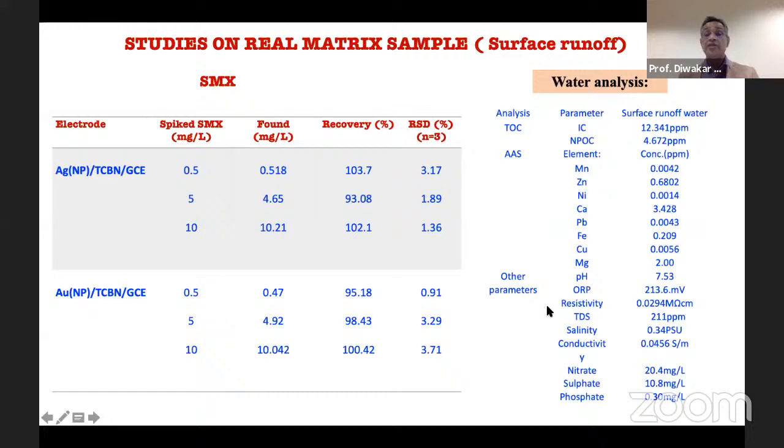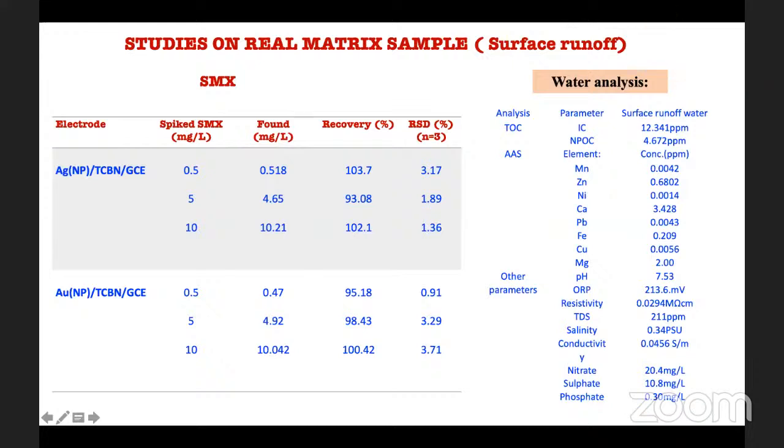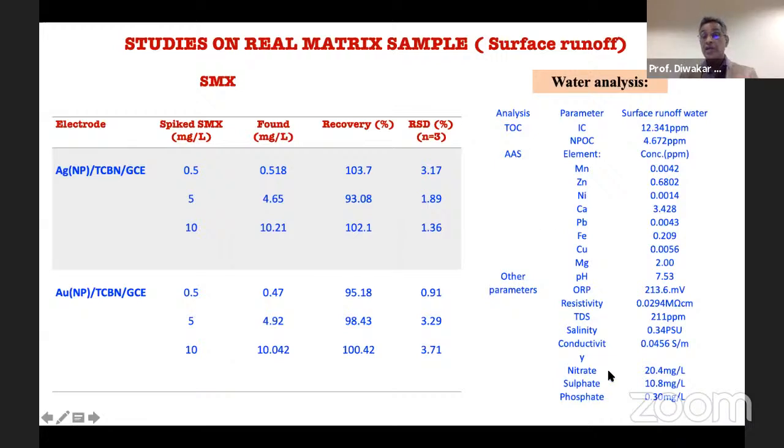We collected water samples from different sources, including surface runoff. The samples were critically analyzed, and we can see the TOC and IC values. The inorganic carbon was 12.341, and the organic carbon was 4.6. It means that carbon, in either the organic or inorganic form, was present in high concentration.